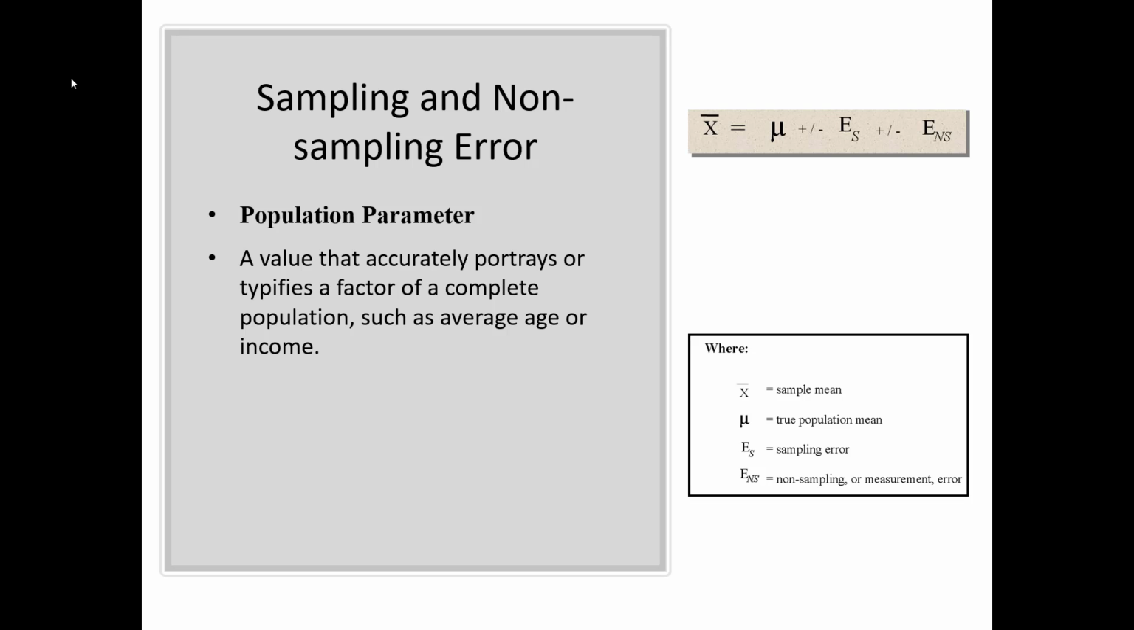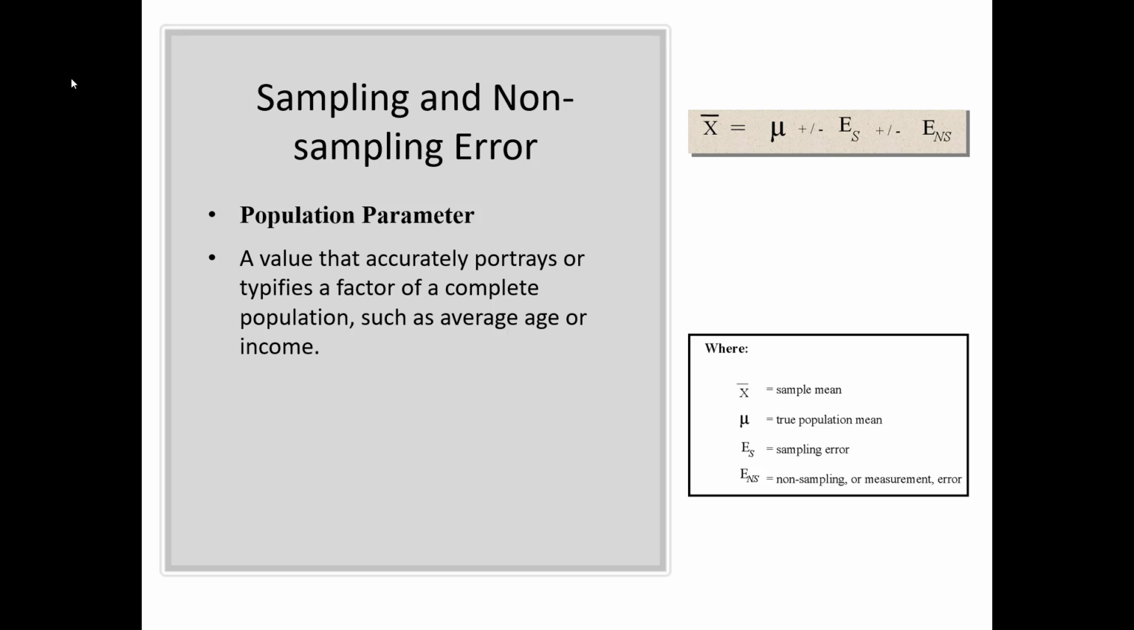Let's look at sampling error and non-sampling error. Instead of doing a census, which tries to get information on everyone in the population of interest, which is going to be time consuming and expensive, what we do is use sampling to get the data. We use the sample to infer the population parameter.